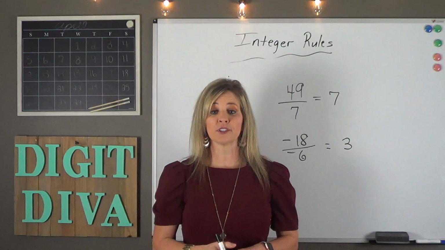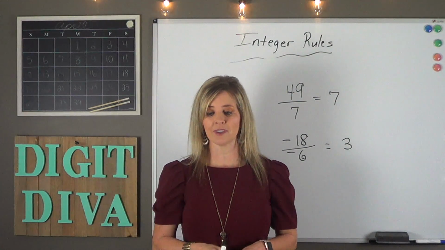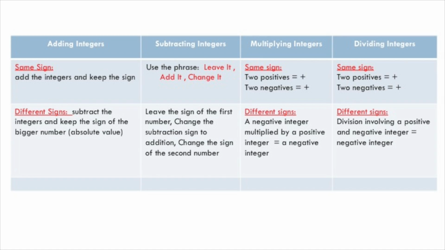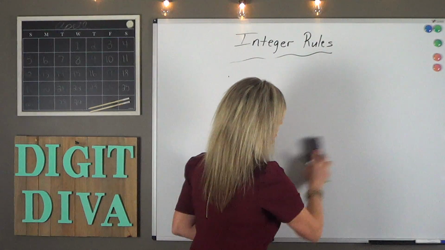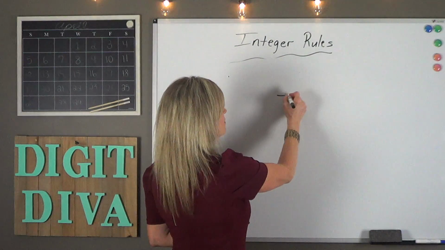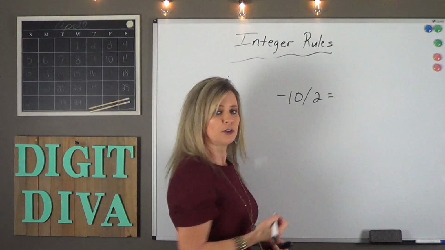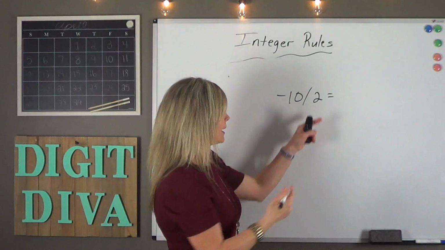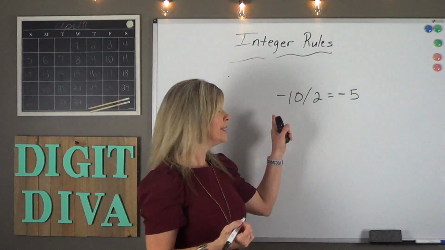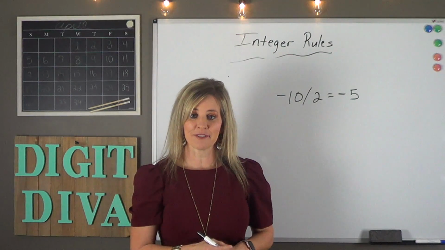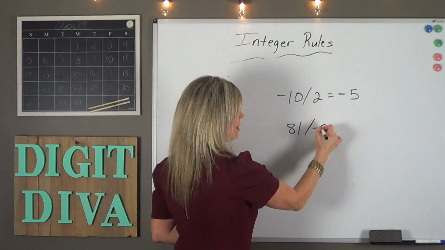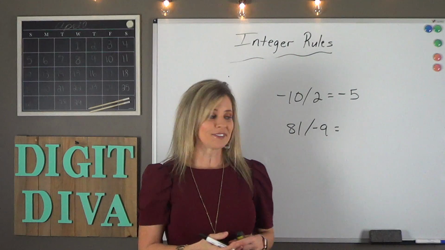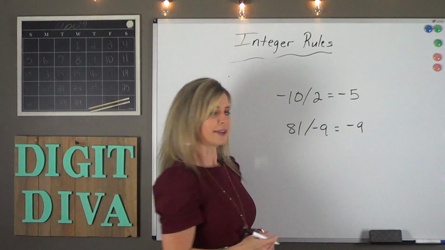Let's take a look at the rule for dividing integers when the signs are different. Different signs. Division involving a positive and negative integer equals a negative integer. So let's try that. Okay, so if our signs are different, perhaps I have a negative 10 being divided by a positive 2. Well, the signs are different, so my answer will be negative. So negative 10 divided by 2 equals a negative 5. All right, how about a positive 81 being divided by a negative 9? The signs are different, so our answer would be a negative.